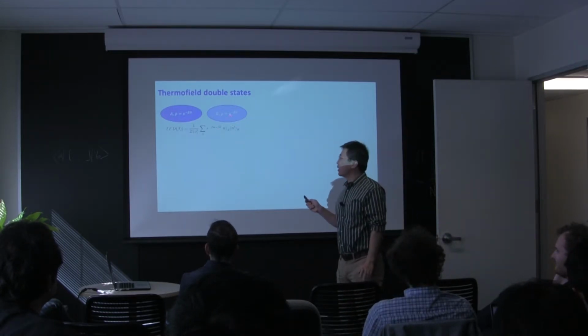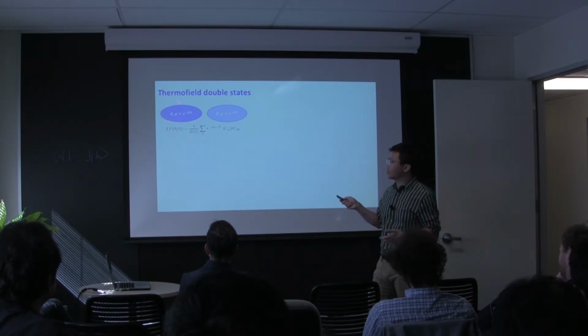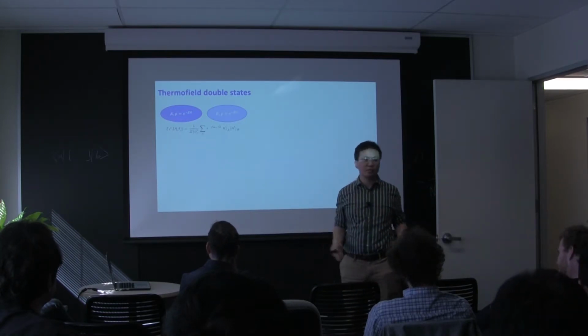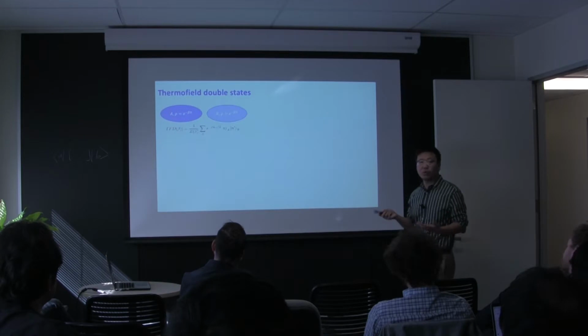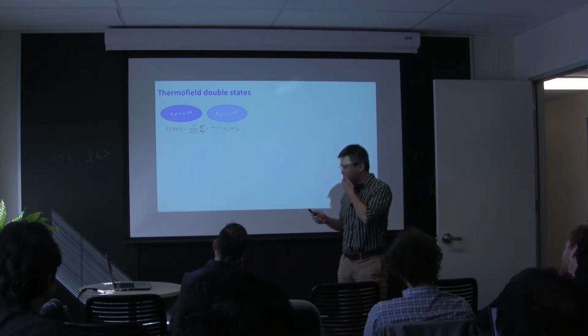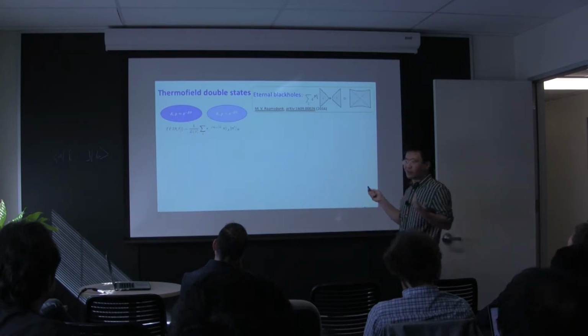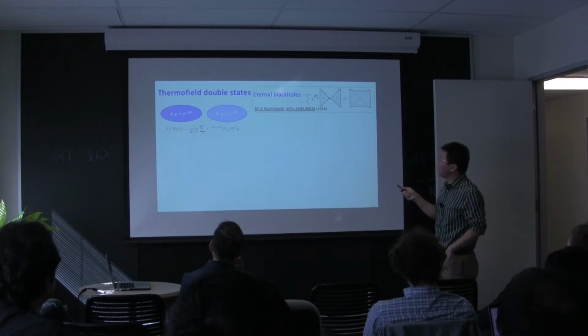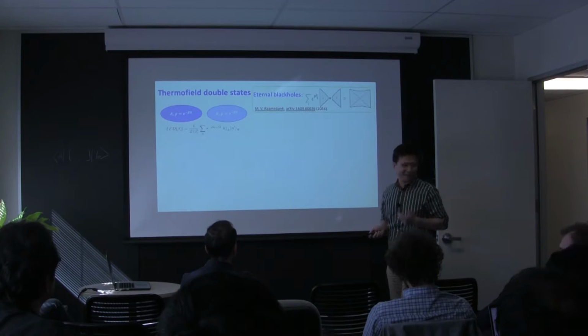If you do local measurements on system A, you automatically trace out the degrees of freedom on system B. As a result, all the observables look thermal, although this state is pure. Obviously, this has interesting implications for eternal black holes, like Hugo talked about, and also Brian.